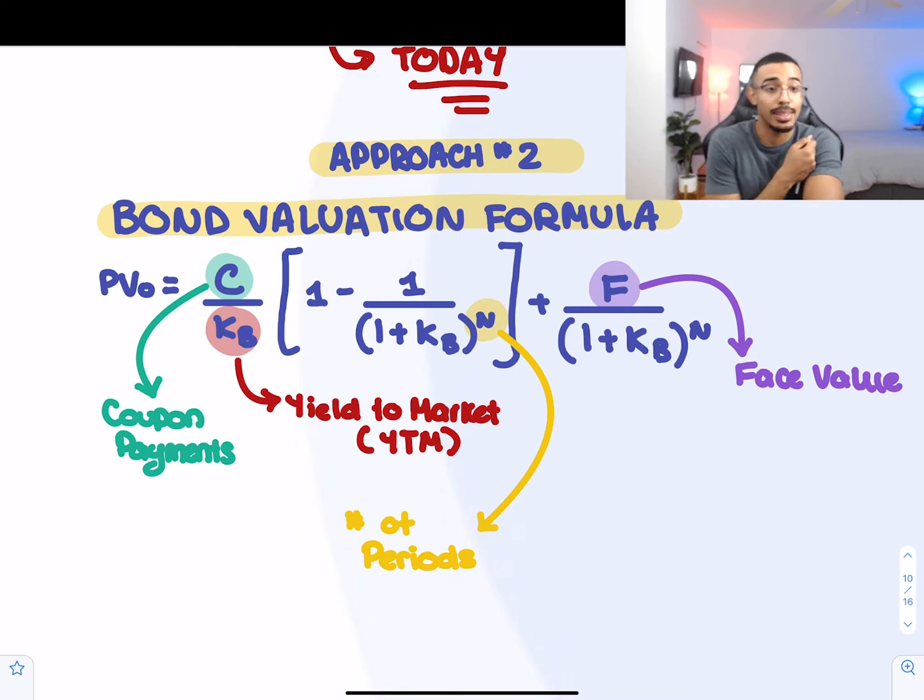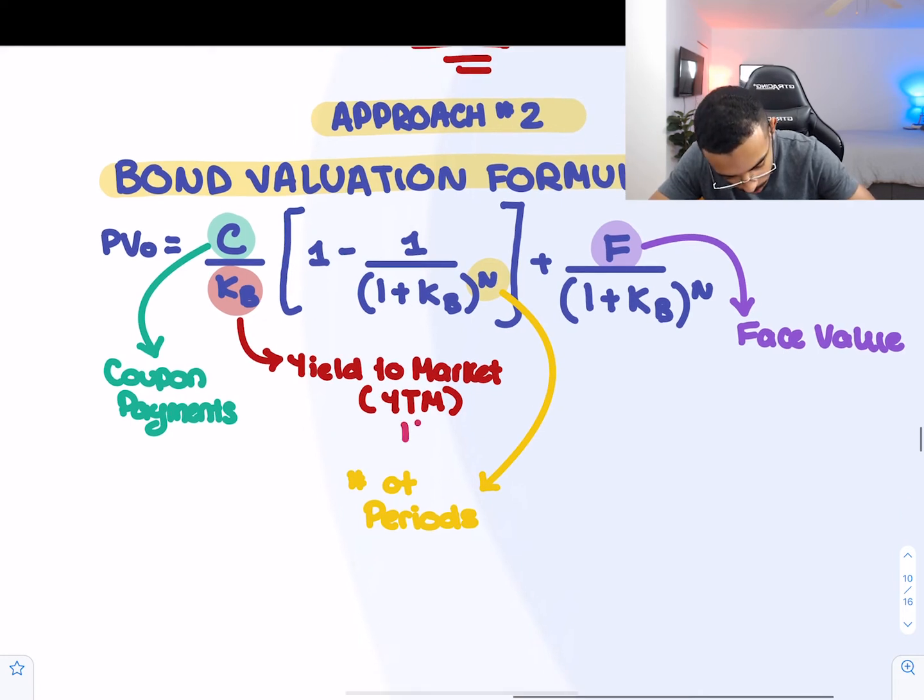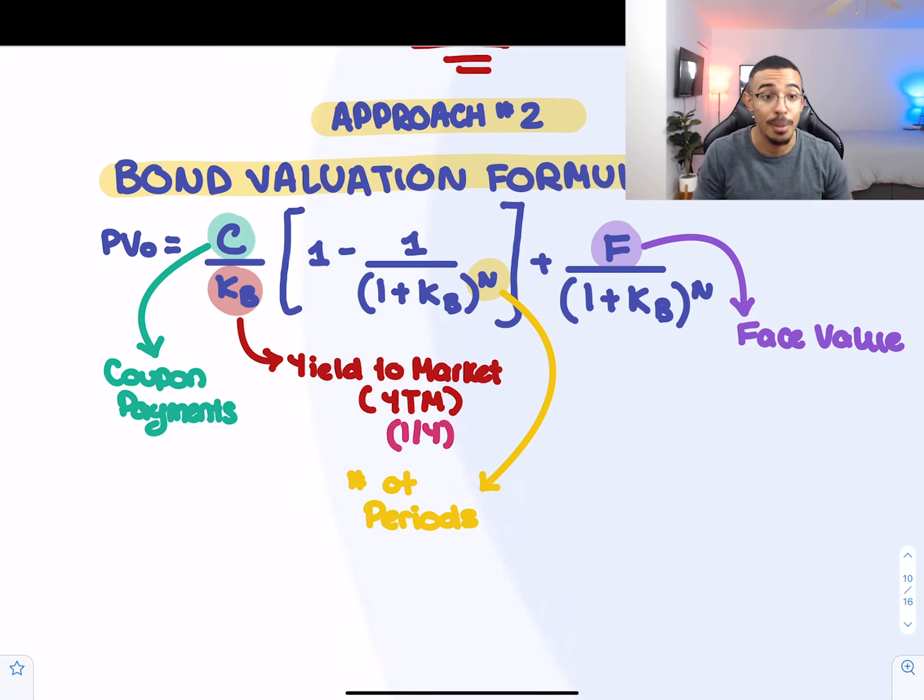Now, what I did to make this simple for you is I have highlighted several different inputs that you need to understand, and then you're going to be able to reference the question like that to find what you need to put in it. So, obviously, C stands for our coupon payments, okay? And then KB is going to stand for our yield to market, essentially YTM. And you could also call this, if you want, IY, okay? All the same ideas are being applied.